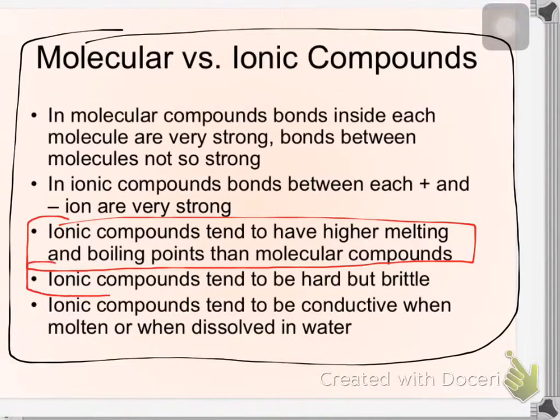Ionic compounds tend to be really hard, but they tend to be brittle. What did we say about metals? They're malleable, right? And when we talked about molecular compounds, they have varying levels of hardness. Diamonds are a molecular compound. That's carbon bonded to itself molecularly, sharing electrons.